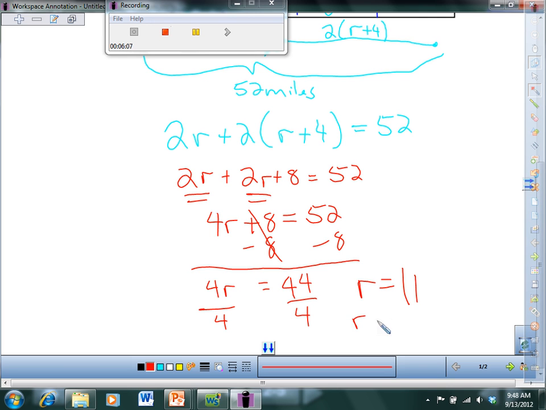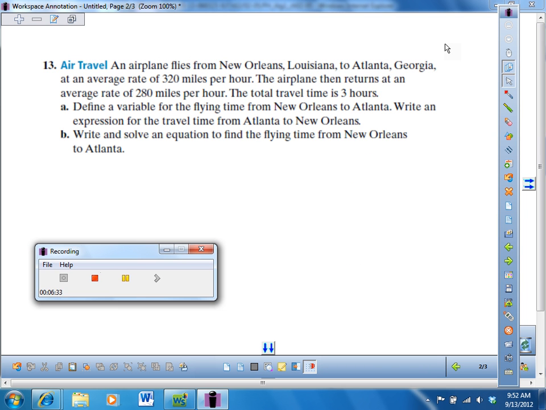So how fast is your brother going if you're going 11 mph? What's r plus 4? 15. 15 mph. So they said find the two rates. One guy is going 11. One guy is going 15. Okay? Is that hard? Not that hard.